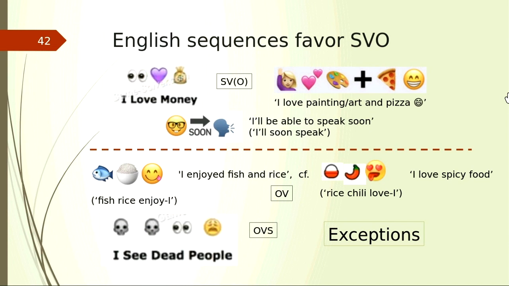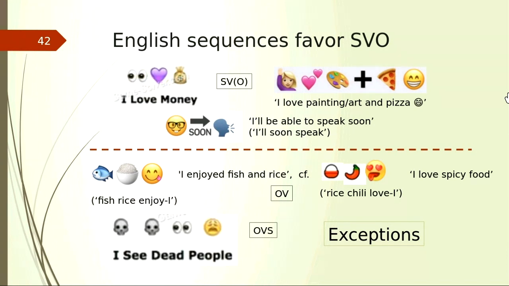Another example that's even more clear, I see dead people, where we have the skulls representing dead people, the eyes representing see, and then the emoji representing the subject. We could interpret it that way as OVS, or we could say that the eyes are just I-C, that's the verb as well. It's still OV, with the last emoji being a punctuation or an attitude marker. But either way, it's OV.